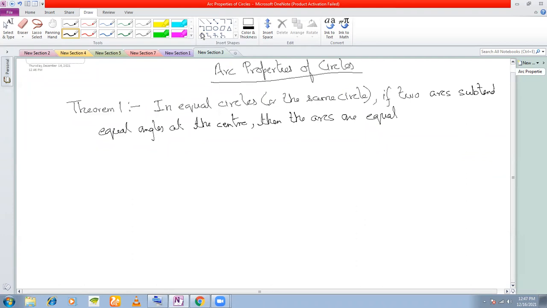See, if I have two equal circles, let's say these two are equal circles, and I have the arc AB, and here I have the arc CD, and I draw the bounding radii also.